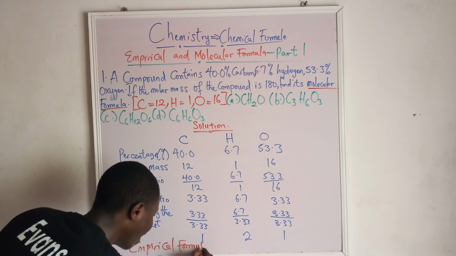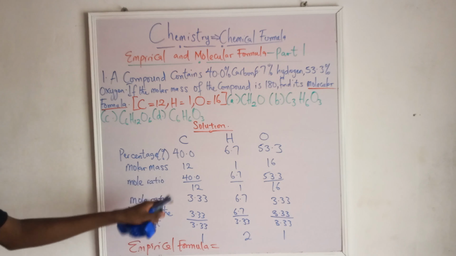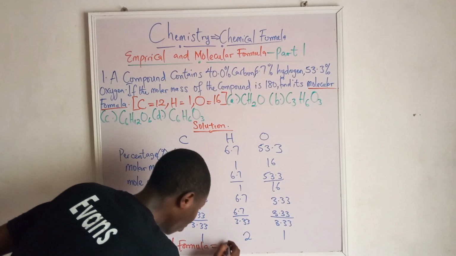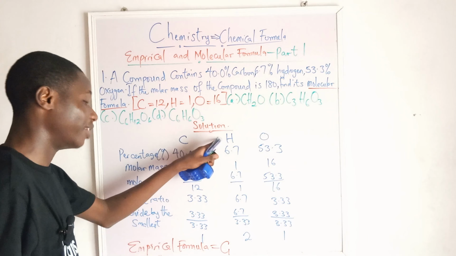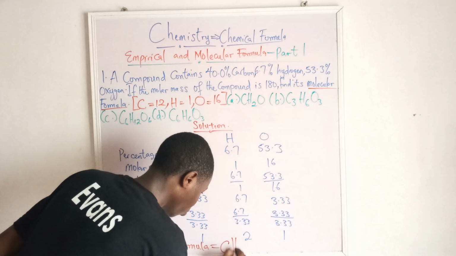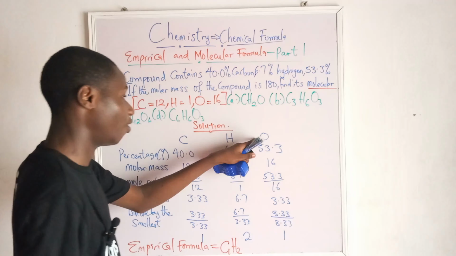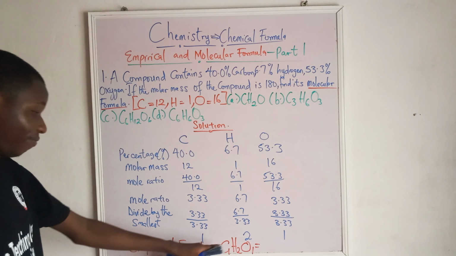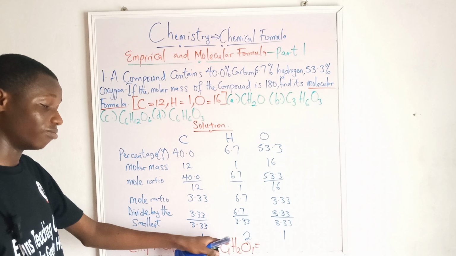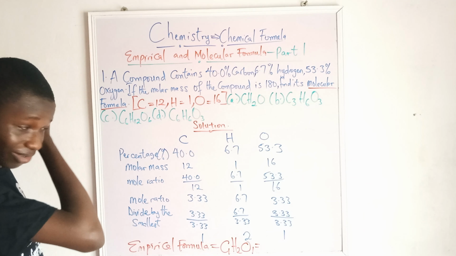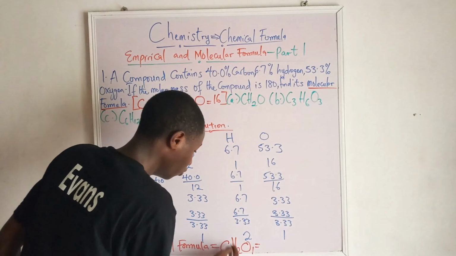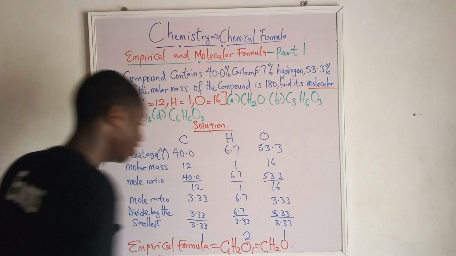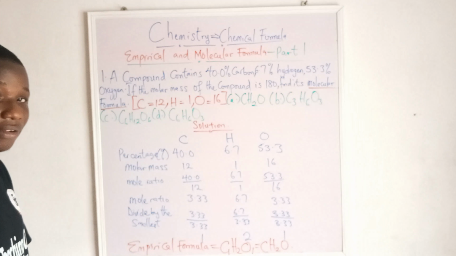You can see this thing is not hard. So now if you look at the carbon, what is the number under carbon? That is 1. What is the number under hydrogen? That is 2. What is the number under oxygen? That is 1. For this type of thing, you don't really need the other numbers. They are not really significant. So just remove them. It will now be CH2O. So that's your empirical formula. Do you understand?